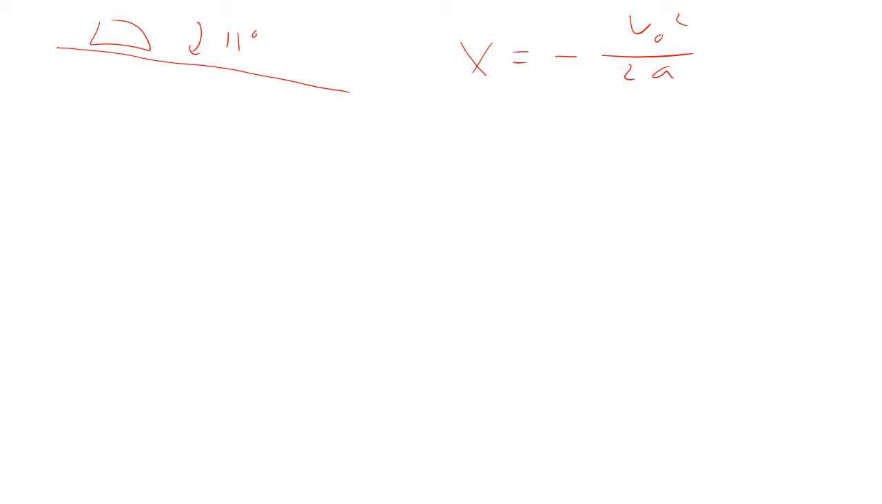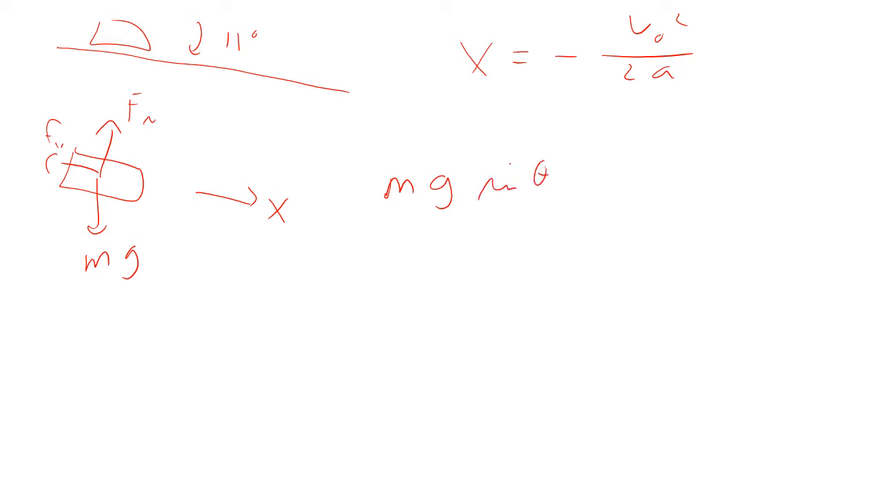That hasn't changed. And so now, free body diagram, we have mg, we have the normal force, we have friction like this. I say that direction's positive, x, so that means that net force is mg sine theta minus mu sub k times the normal. The normal is going to be mg cosine theta, and that's going to equal ma.